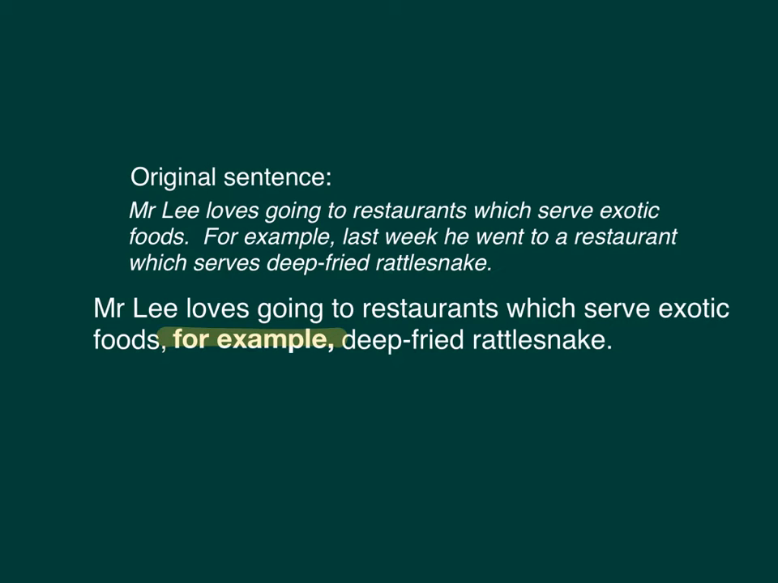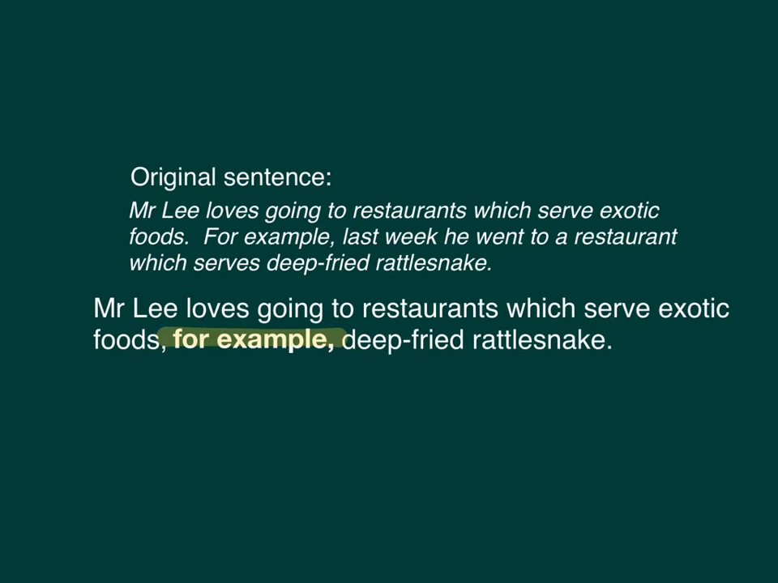Although these two have the same meaning, which explains why Mr. Lee loves going to restaurants, the original sentence does give a little bit more detail about when he went to a restaurant that serves deep-fried rattlesnake. Whereas the second sentence, which is more simplified, is purely talking about restaurants which serve exotic foods, for example, serving deep-fried rattlesnakes.